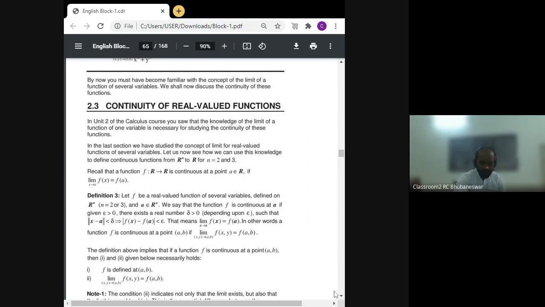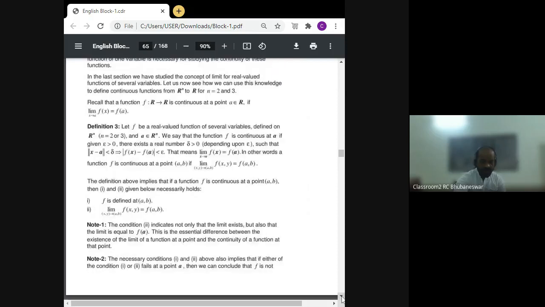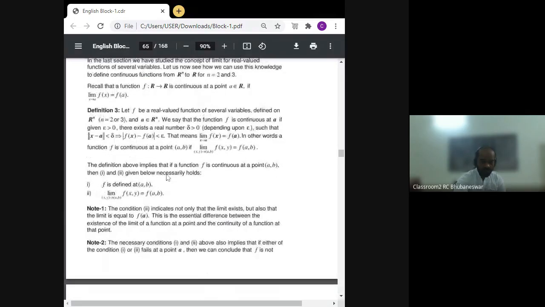Also, the same condition can be summarized into different points. The first condition is that f is well defined at the point (a, b), meaning the functional value exists, and we are also able to calculate the limiting value. If both are exactly equal, then we can say that the function is continuous at the point (a, b).